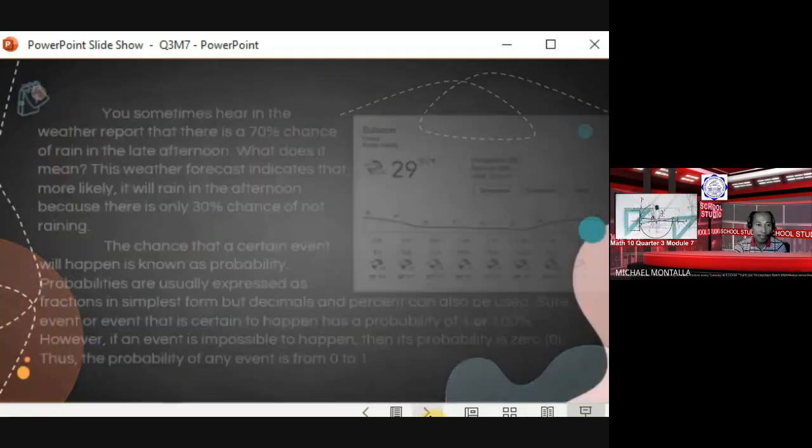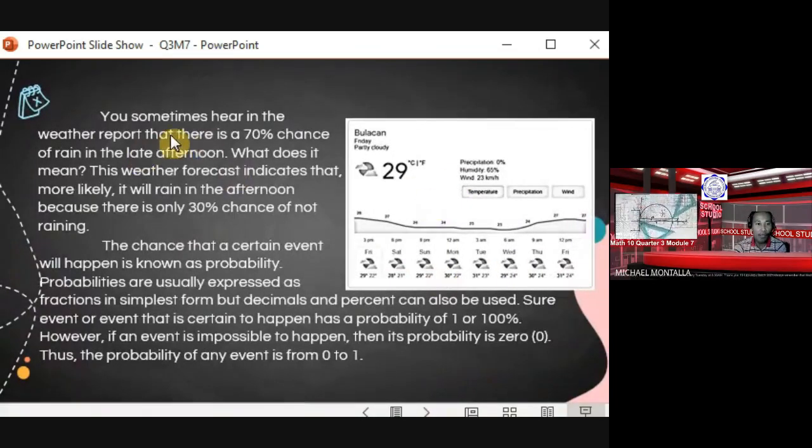So let's have this one. Same picture. Let's say, for example, there is a 70% chance of rain in the late afternoon. Pag sinabi bang ganun, malaki ba ang chance na uulan mamayang hapon? Of course, yes. Tama ka doon, because there is only 30% chance of not raining. Para mabuo natin yung 100%, ano ba yung katapat ng 70-30? Yun yung not raining. O ano mas malaki? Yung chance of raining, correct. So, that chance that a certain event will occur or will happen is what we call probability. Take note of that.